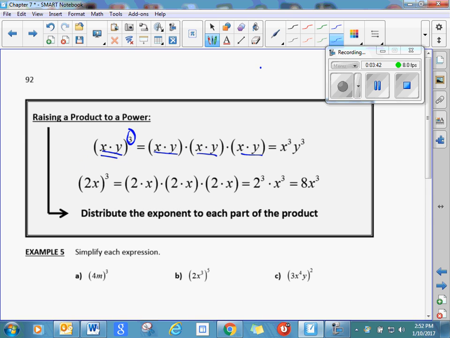Let's look at one that's got a coefficient in front of it, a 2. So repeat 2x as a factor 3 times. 1, 2, 3. Multiply your coefficients together.